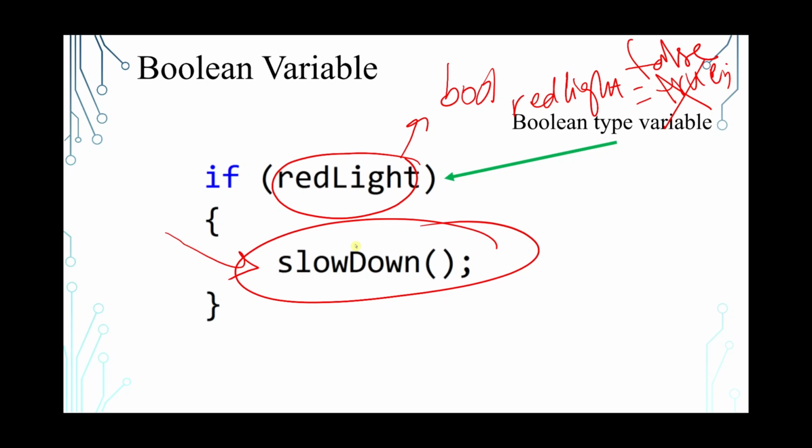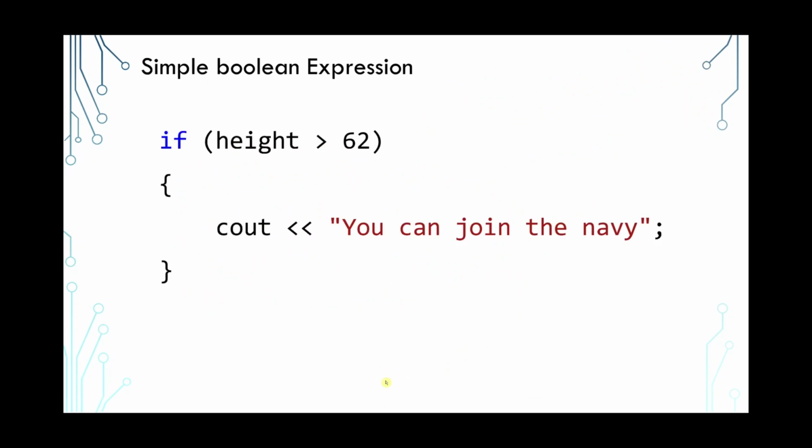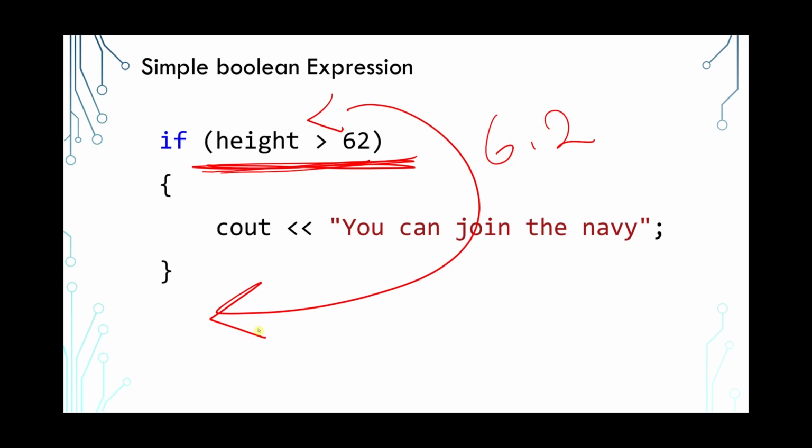So this is a function which basically includes the sequence for slowing down. So basically, I use the if statement to do that or skip it. Is it red light? If yes, then slow down. If not, skip that. I would jump. So basically, if I have, for example, a height greater than 68, you can think about it as 68 inches or 5 foot 8, whatever you think about it. So if you have this height, then you can join the Navy. If you have less than, then you'd skip because you cannot join the Navy.